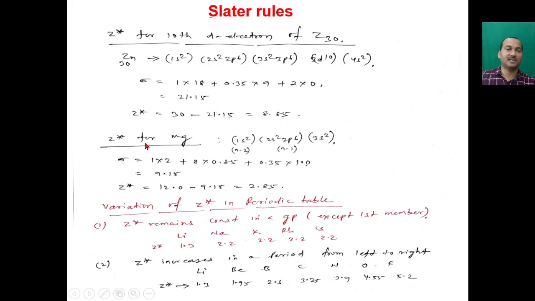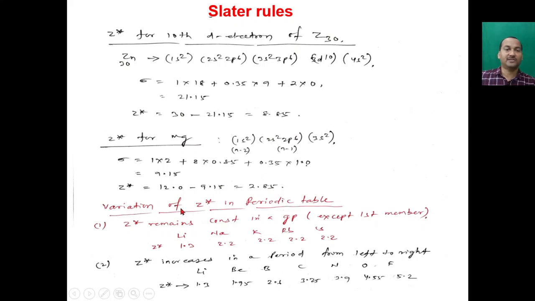Similarly, you can find out Z star for magnesium. You write first the electronic configuration in this fashion and then group them into (n-1) and (n-2)th shells. So sigma equals 1 into 2 plus 8 into 0.85, that is for this shell it is 0.85, and for the other 3s electron we have 0.35 into 1. So it is 9.15 and Z star equals Z minus sigma. Z is 12, 12 minus 9.15 is 2.85.